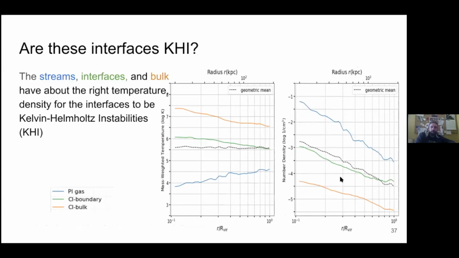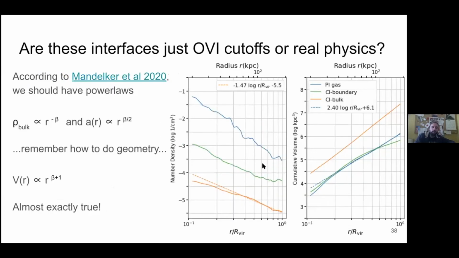So looking at these and trying to figure out what this tells us, these do look like Kelvin-Helmholtz instability layers, because the geometric mean of the bulk and the stream is very similar to the interface layer's properties as a function of radius. So here's the density, it tracks very nicely. Temperature doesn't track quite so nicely. This is actually an effect that was not accounted for in Mandelker's 2020 papers, that all of these are not temperature independent. As you go in, the cool streams get colder as they start to cool better. The hot streams get hotter, or the hot outflows get hotter, as they are closer to the source. And so these are not perfectly flat lines, but mostly this looks okay.